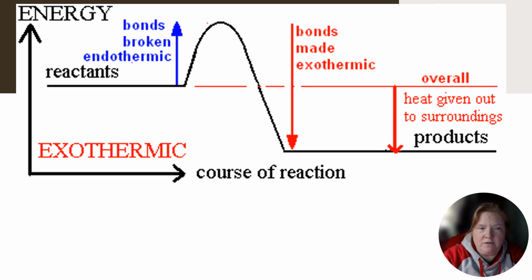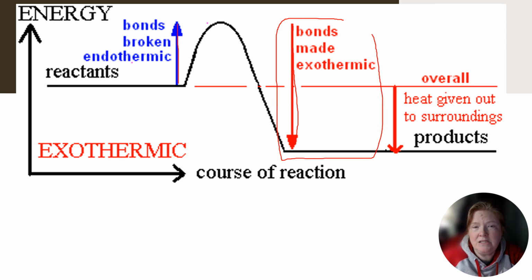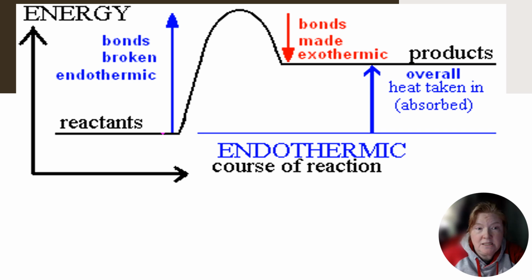All right, so here is one visual. So you can see in any reaction, we need some energy put in to break the bonds. And then some energy is going to be released when bonds form. When forming the bonds releases more energy, it's exothermic. Versus when breaking the bonds requires more energy, it's endothermic. Okay.